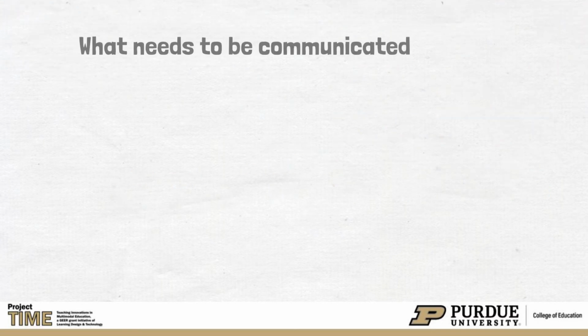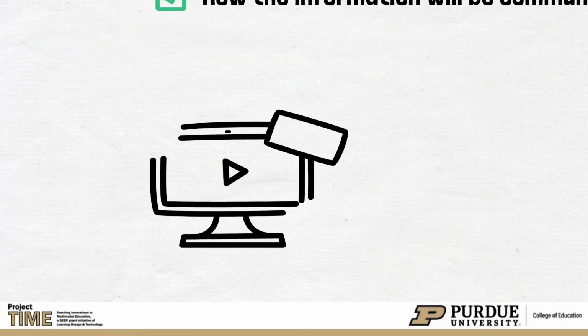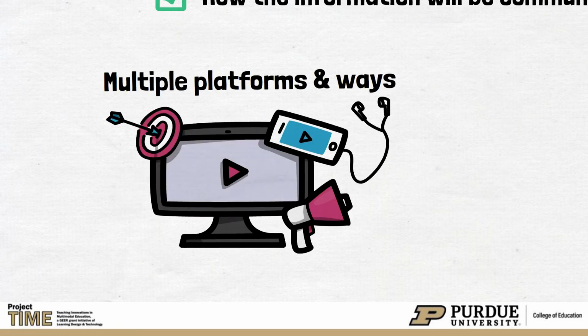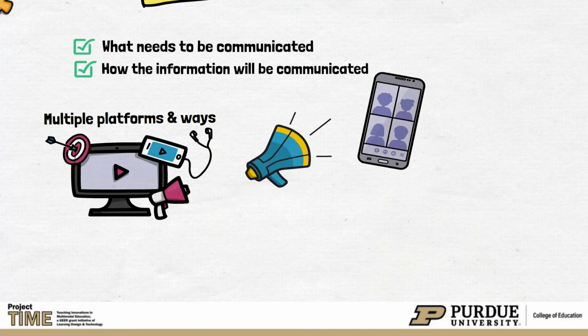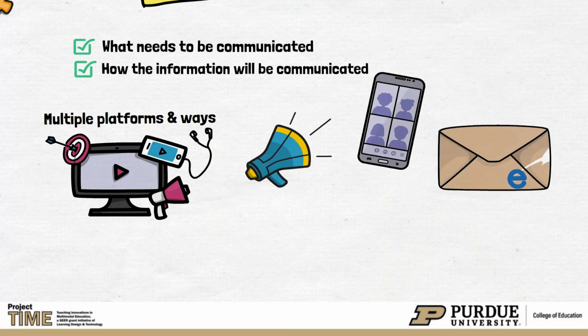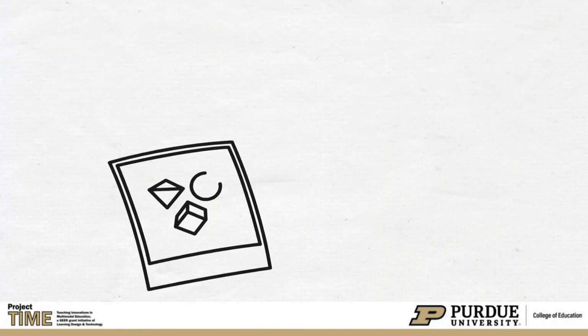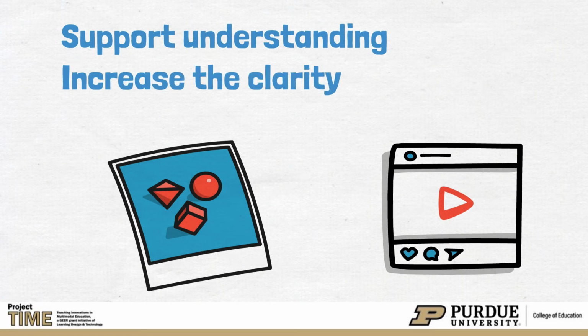It is essential to determine what needs to be communicated and then identify how the information will be communicated. Communication might be more effective when it's received through multiple platforms and in multiple ways. Often using a combination of announcements within learning management systems and phone calls to families and stakeholders, as well as written communication through email or text messaging platforms, will provide more effective communication. Utilizing images and video can also support understanding and increase the clarity of the communication.